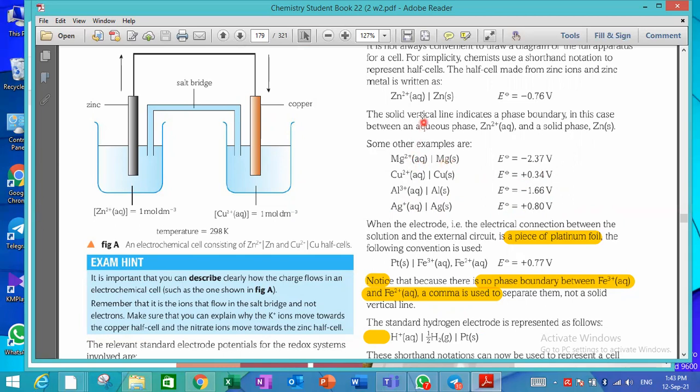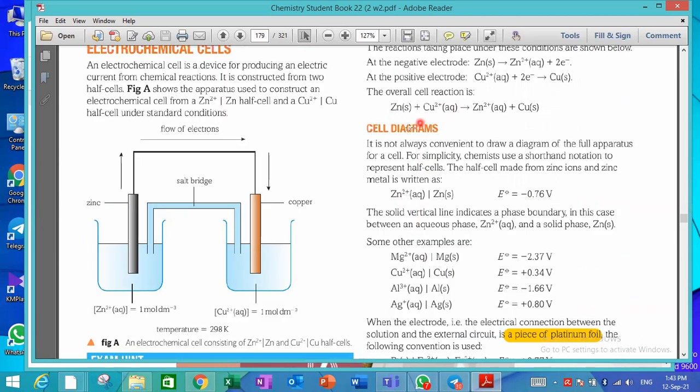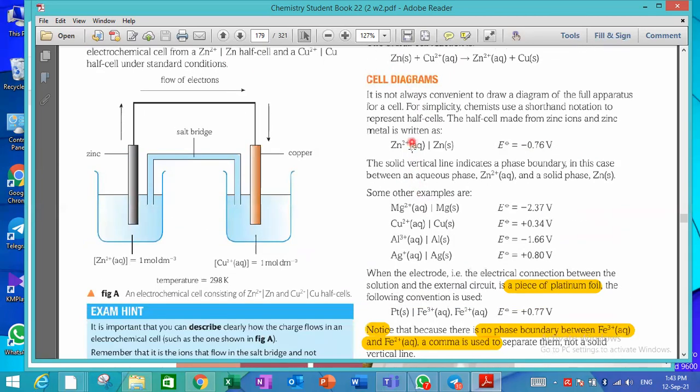This is when we write half cells. We call these cell diagrams of half cells. We only represent one half cell.